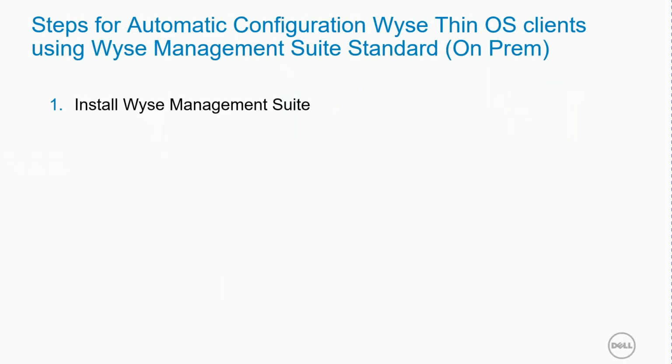Step 1, we will install the Wyse Management Suite. It is recommended using a new install of Windows 2012 R2 or Windows Server 2016 in a virtual machine. Creating a snapshot of the virtual machine before the install would also be recommended, so you can roll back if you want to start the installation again.